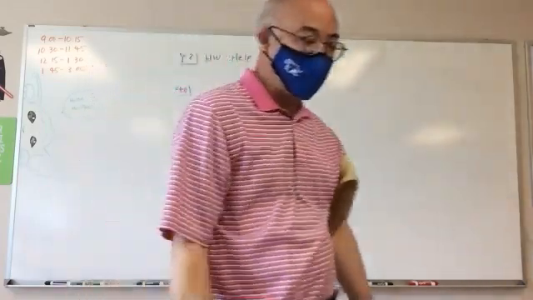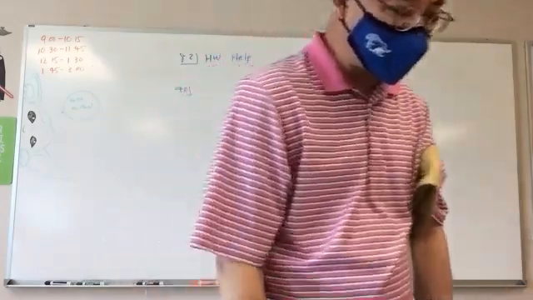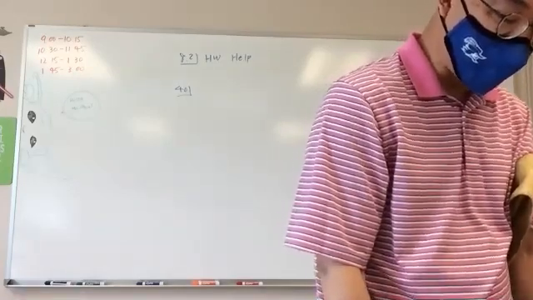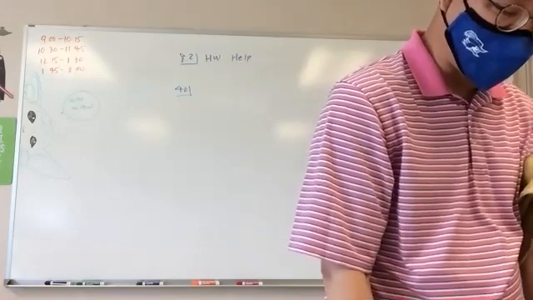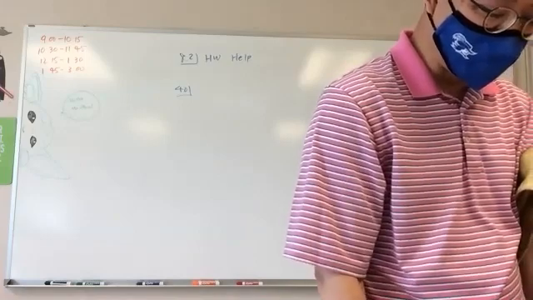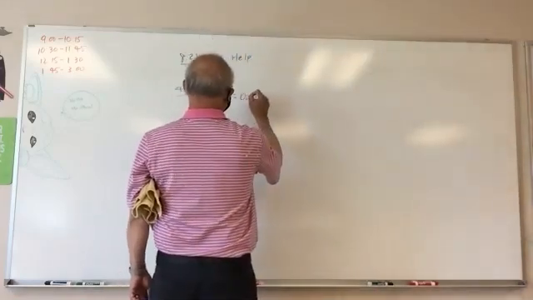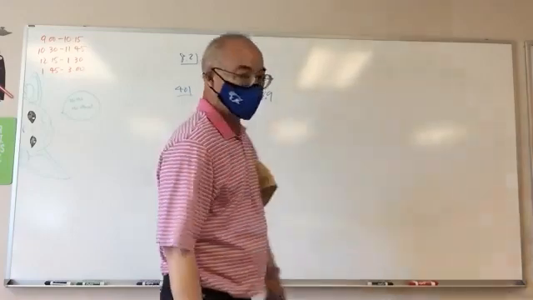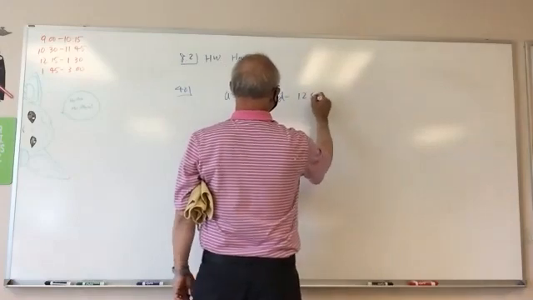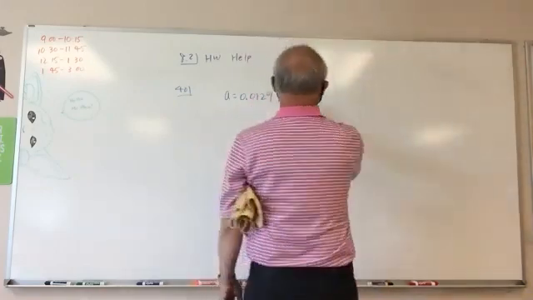In number 40, we have volcanoes. The Hawaiian Emperor chain of volcanoes is shown at the left. The age A in millions of years of a volcano in the chain can be approximated by A is equal to 0.0129 D minus 2.25.